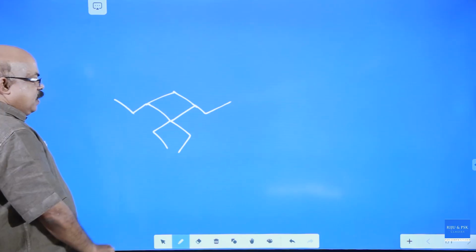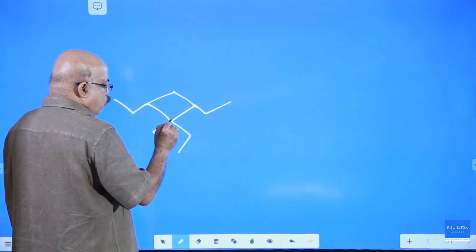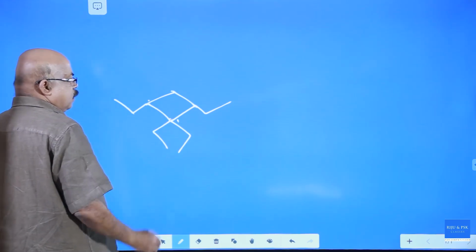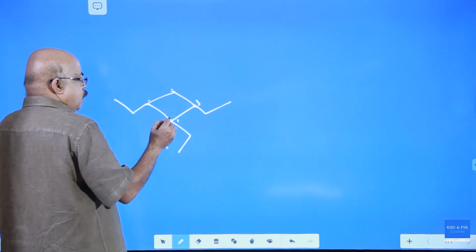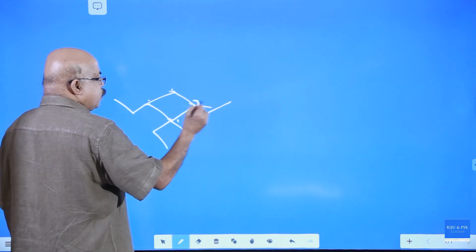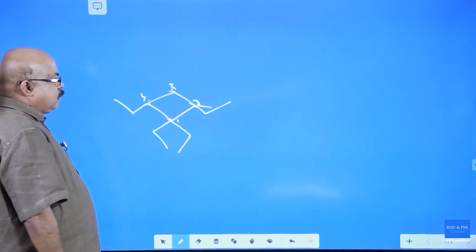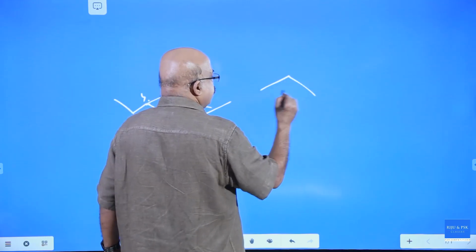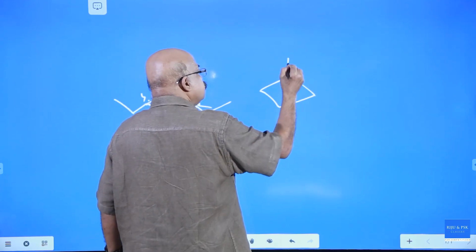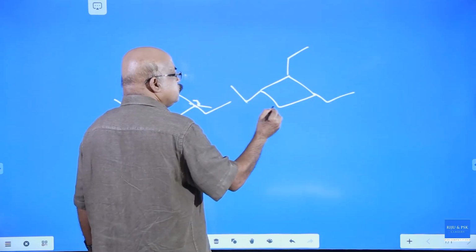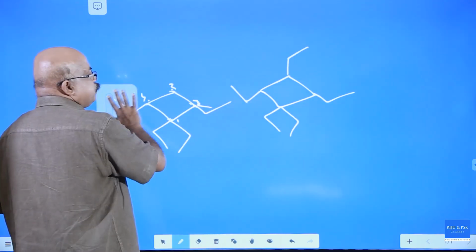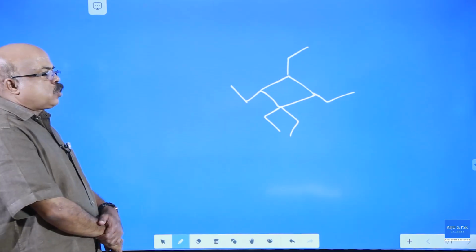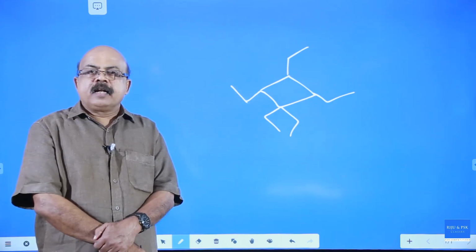Here two substituents are on this carbon. 1, 2, 3, 4. It is 1, 1, 2, 4-tetraethyl cyclobutane. In cyclobutane, if there are 2 or more substituents on the ring, then the ring is the parent.